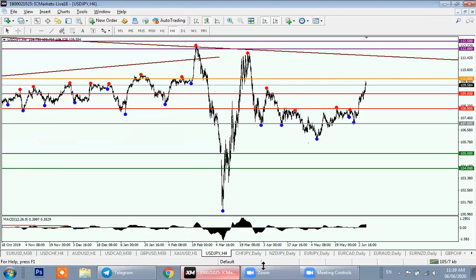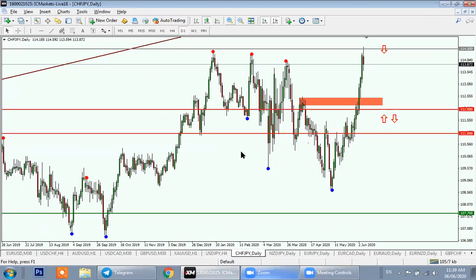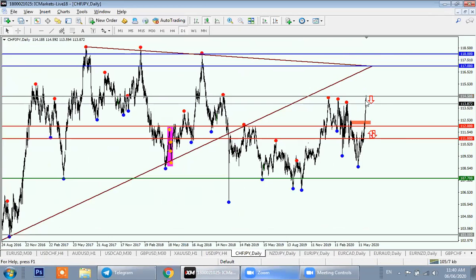Let's check the update. Here's CHF JPY. Price broke above our supply zone and traded higher. So this zone can be deleted. For now, CHF JPY is sitting around a strong resistance zone, as you can see here. 1, 2, 3, 4, 5, so many touches. Here's our zone. So 1, 2, 3, and 1, 2, 3.